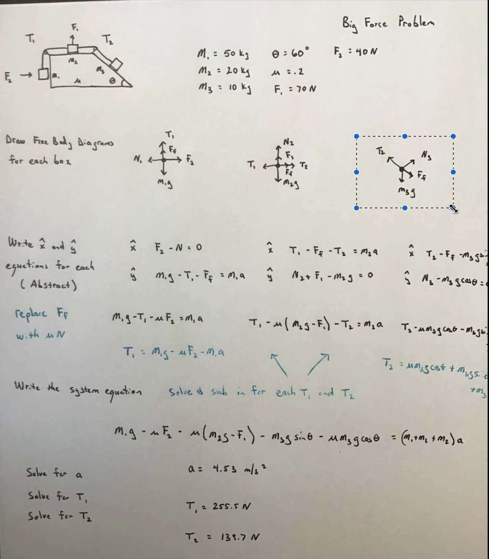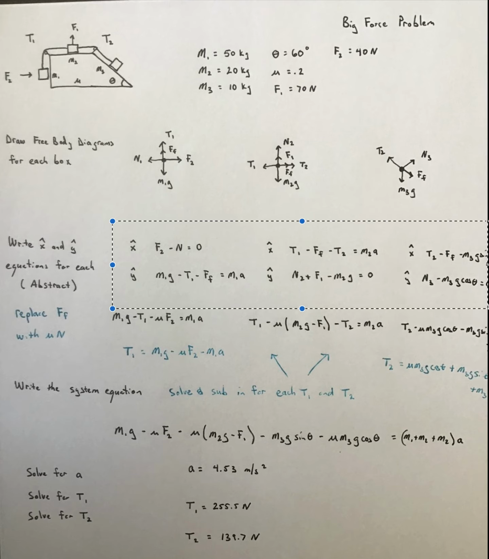We have the rope T2 pulling up the ramp on M3. We have M3G down, of course. We have friction down the ramp. And we have N3, the normal force on it, normal, which means perpendicular to the surface. So it is up and right. It is perpendicular to the ramp. Okay, we take these and then we algebraically write X and Y hat for each one of them.